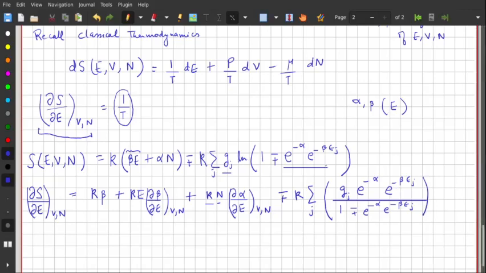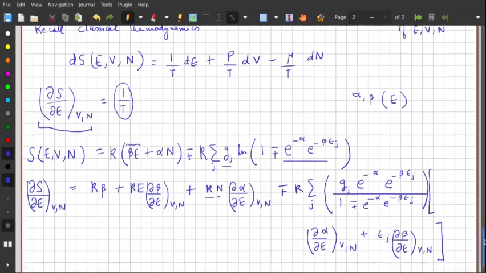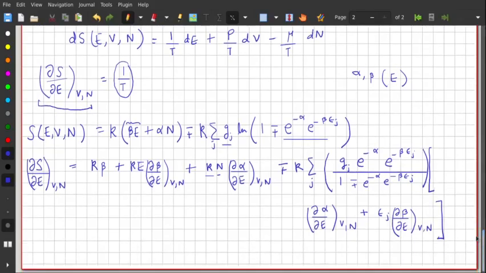Times, now we need to differentiate the powers of e, which is alpha, beta. So this is multiplied by partial alpha partial E at constant V, N plus epsilon j partial beta partial E at constant V, N, bracket close. See whether that term is clear or not.